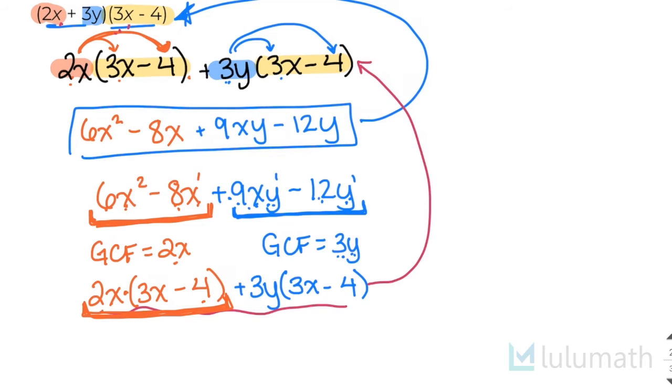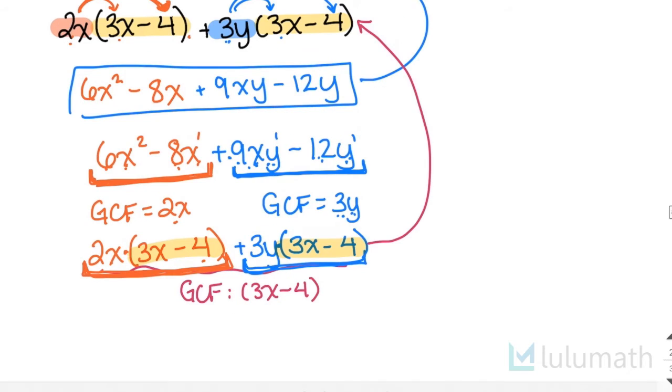And then this right here is considered a single term as well because it's 3y multiplied by a quantity. So if I look at what I have here, I have a 3x minus 4 in common with both of my terms. So that's another GCF that we have here. So I will factor out this 3x minus 4.